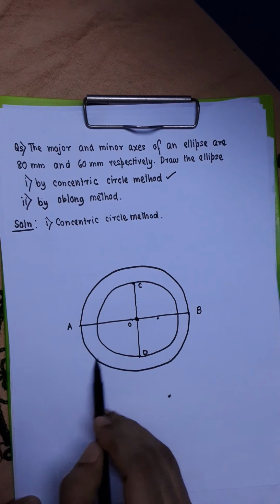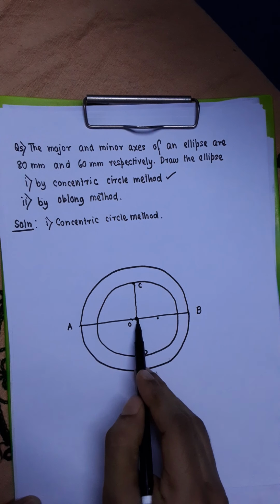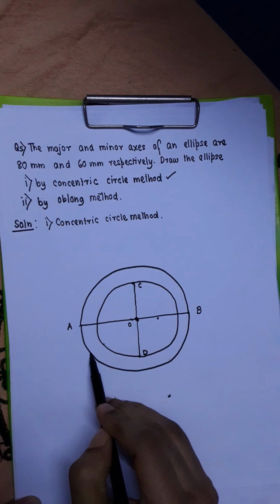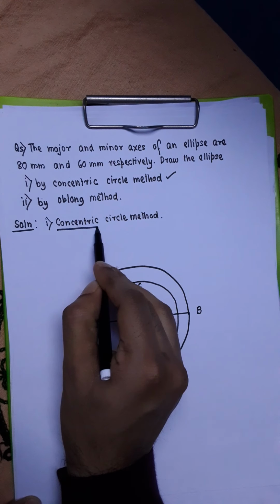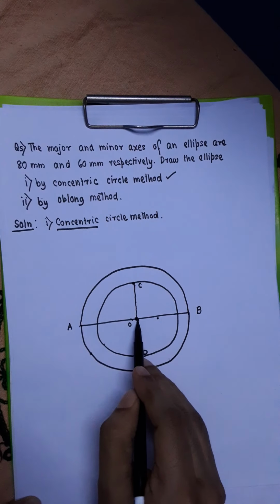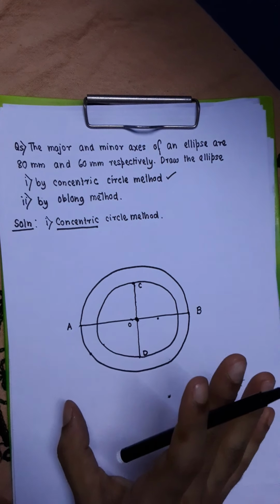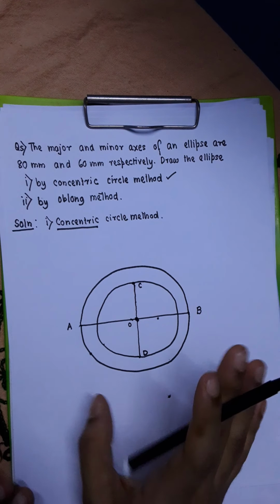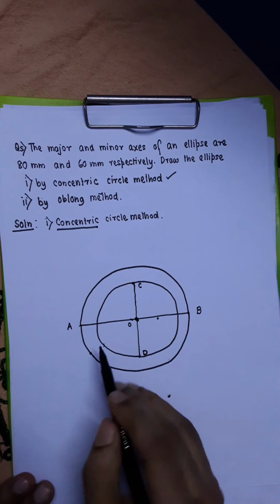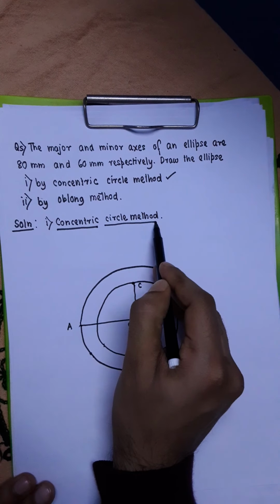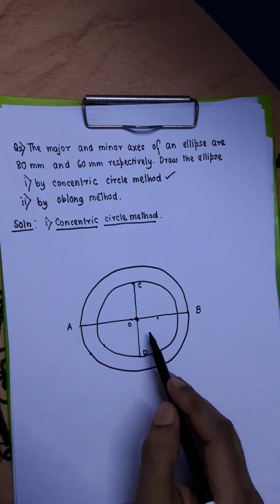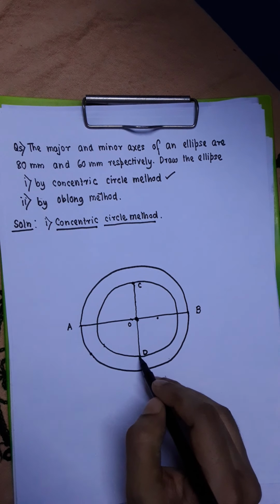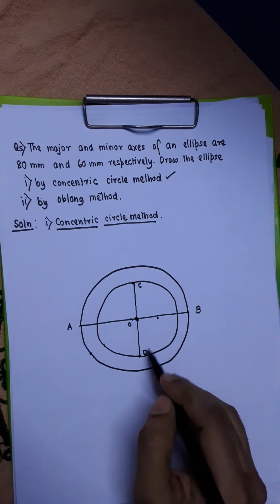Now the two circles have the common center O. For both the circles, the center is same. Therefore, this circle and this circle are concentric circles because they have the same center, and therefore this method of ellipse construction, where we take the help of two concentric circles, is referred to as concentric circle method for ellipse construction. Now after constructing these two concentric circles, what we have to do is we have to divide both the circles into 12 equal parts.